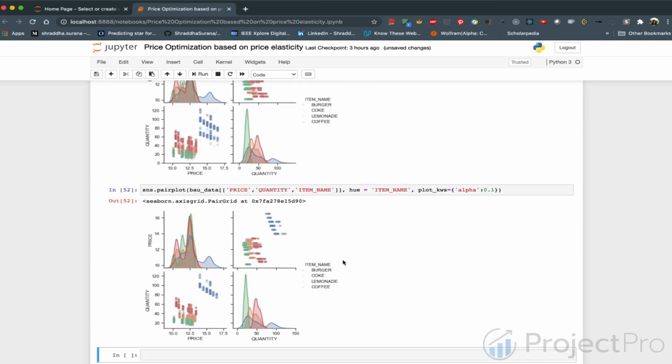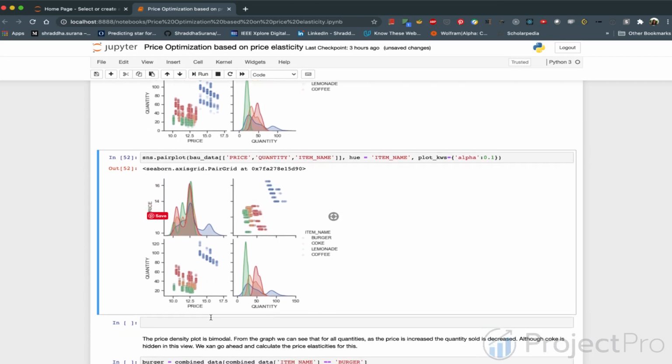So this is for the combined data, and now if we do the same for the BAU data, which is our filtered data, holidays have been removed, we can see it more clearly now. We can see the various groupings much more clearly. So this is the burger, orange is the Coke, green is the lemonade, and red is the coffee.